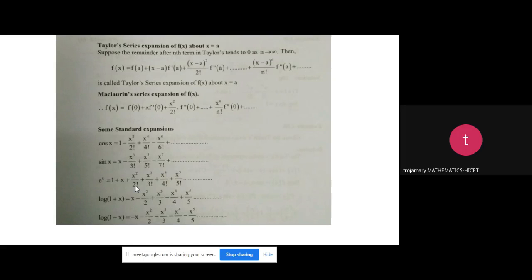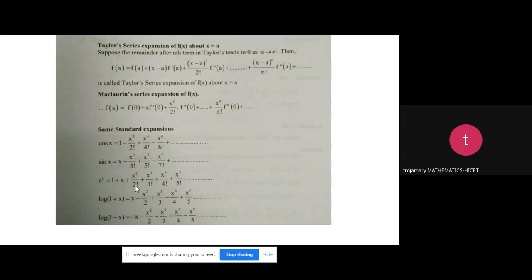Now some standard expansions, you can directly use all these expansions as formulas. For cos x: 1 minus x squared by 2 factorial plus x power 4 by 4 factorial minus x power 6 by 6 factorial plus etc. For sin x: x minus x cube by 3 factorial plus x power 5 by 5 factorial minus x power 7 by 7 factorial plus etc. For e power x: 1 plus x plus x squared by 2 factorial plus x cube by 3 factorial plus x power 4 by 4 factorial plus etc.